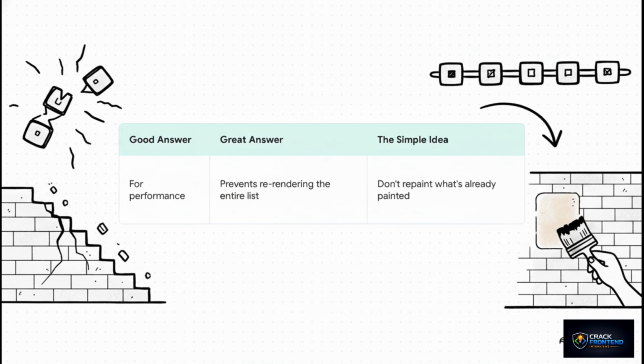You'd explain that without trackBy, if a list changes, Angular might just destroy and recreate every single item in the DOM. With trackBy, you give Angular a unique ID for each item, so it can tell which items are new, which were removed, and which just moved around, only updating what's absolutely necessary. The analogy makes it click instantly. Why would you repaint a wall that's already the right color? trackBy tells Angular what not to repaint.